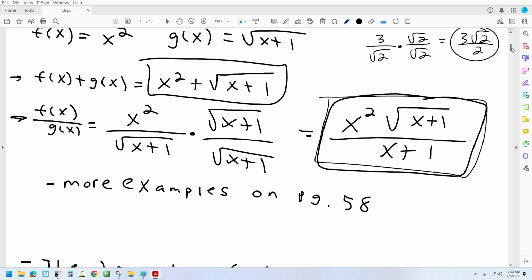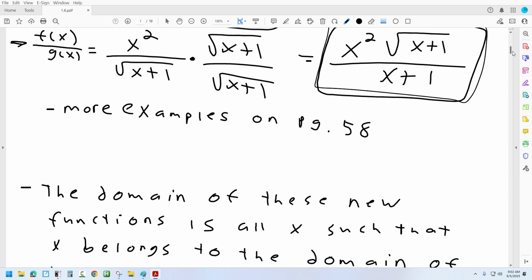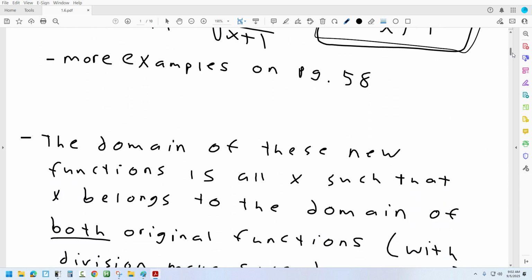So there's more examples. I only did addition and division. You can do multiplication, you can do subtraction. Those are the four main operations that we can use to combine functions. We're going to talk about one more, and we're going to spend most of the time on that one later on. But let's do a little bit more with just these 4 basic operations.